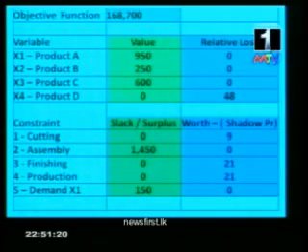Let's look at the third section, which says slack and surplus. This indicates what kind of slack each and every constraint has. We have 5 constraints: cutting, assembly, finishing, production and a demand constraint. And you'll see 2 constraints, assembly and demand, have slacks. That means they are ineffective constraints. 3 constraints, cutting, finishing, production, do not have slacks, meaning they are utilized to the full.